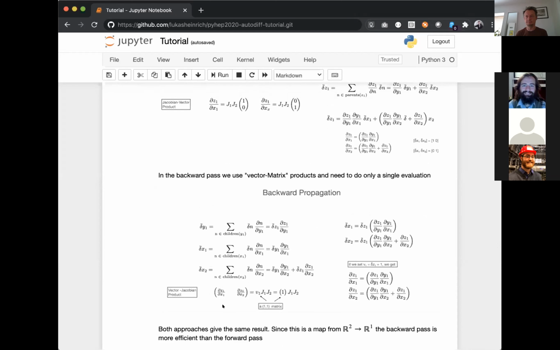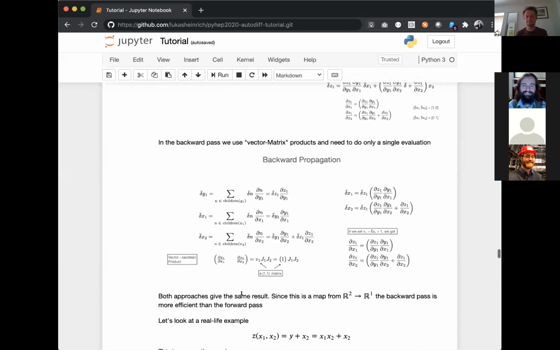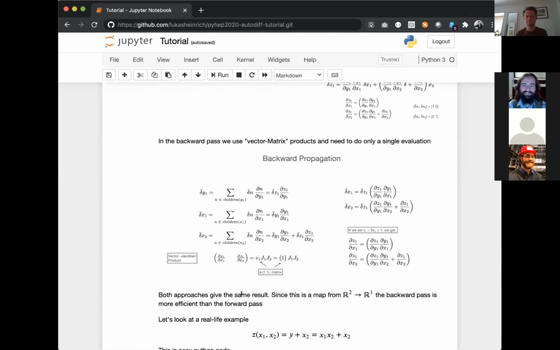And this is the case in machine learning, where you have a scalar output, which is the loss function, and millions of weights, and you still want the gradients with respect to all the weights. All you need to do is take this computational graph and traverse it backwards once, and then you get all the gradients for free.